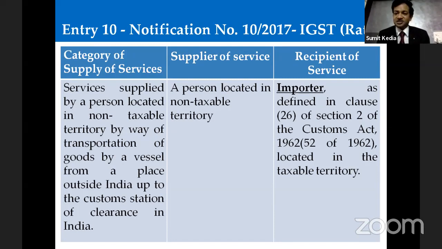Services supplied. See, this entry is basically of RCM notification in case of IGST. So in case of CGST, the notification number is 13, 2017 central tax rate. In case of IGST, the notification number is 10, 2017 integrated tax rate. So in that notification, entry number 10 says, services supplied by a person located in the non-taxable territory by way of transportation of goods by a vessel from a place outside India up to a customs station of clearance in India. And if the supplier of service is a person located in the non-taxable territory and the recipient of service is an importer, then RCM will be applicable.